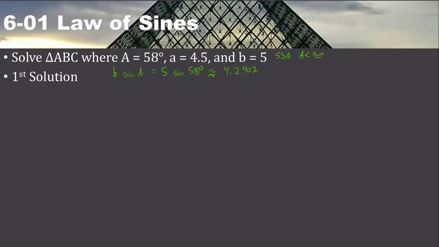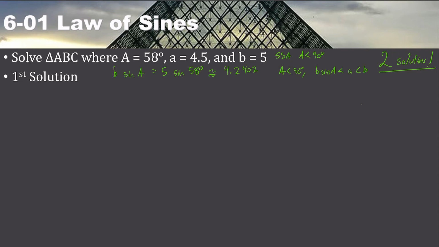4.2402. So if we compare this, we have A is less than 90 degrees, and we know that side a is bigger, we know that the shortest of these things is b sine A. The next shortest thing is a, and the longest thing is b. Oh my, so that means there are 2 solutions. All right, it's really not that hard to do 2 solutions. It just takes a little more time.